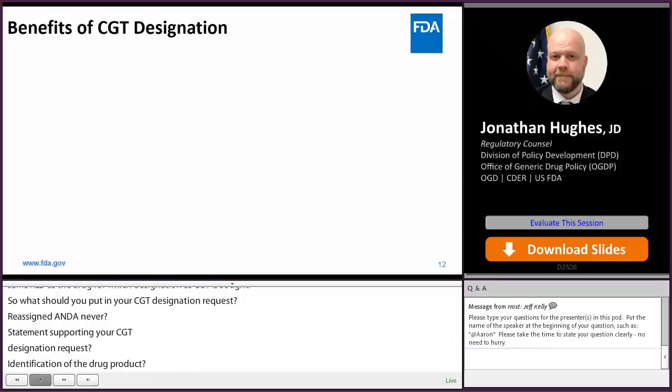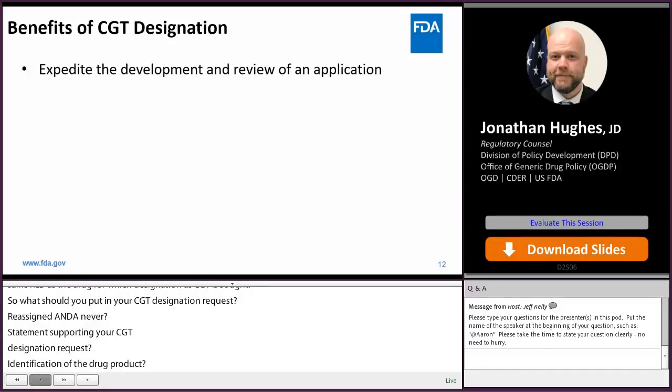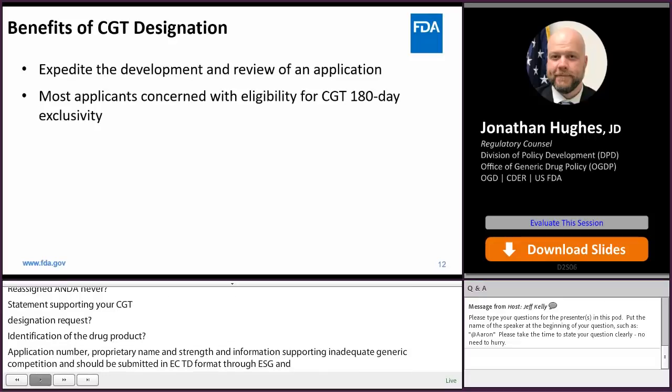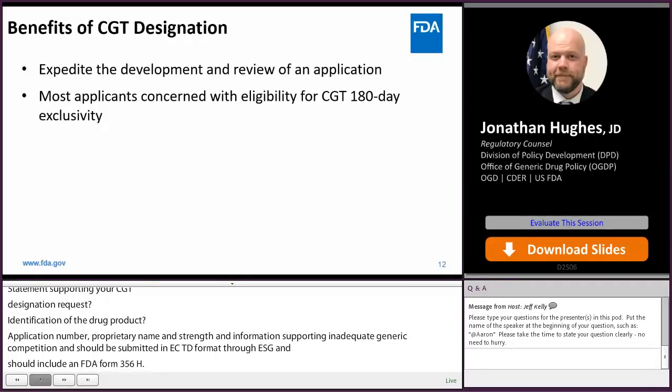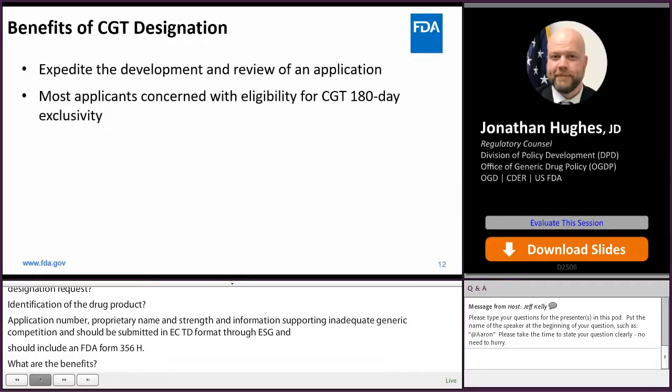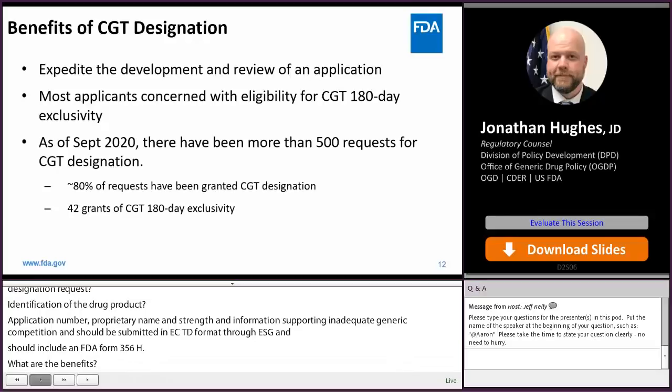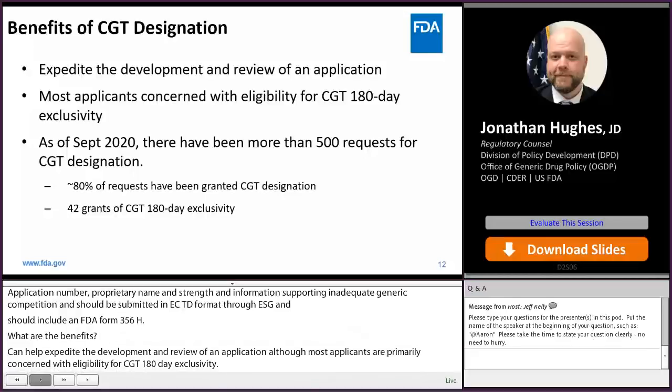What are the benefits of CGT designation? It can help to expedite the development and review of an application, although most applicants are primarily concerned with eligibility for CGT 180-day exclusivity. As of September 2020, there's been more than 500 requests for CGT designation, and around 80% of requests have been granted that designation. And there's been 42 grants of CGT 180-day exclusivity.